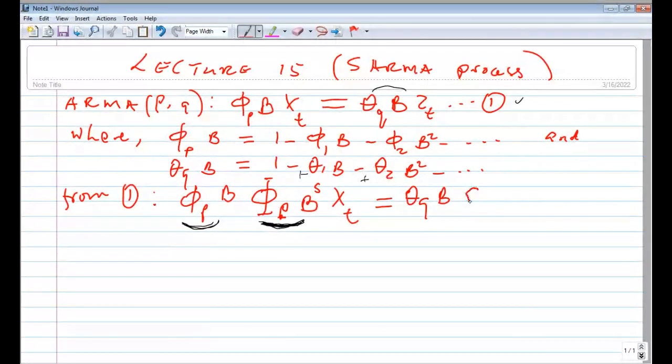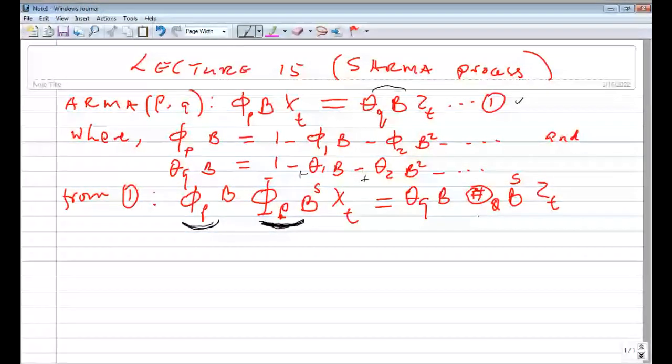We have a capital letter theta. How do you write the capital letter theta? It's like 0 with a hash inside. Okay, that is a capital letter theta. Then capital letter Q. Okay, then B to the power S, because it's seasonality. Then include Z t there. And again, this part is a seasonal part for the moving average.